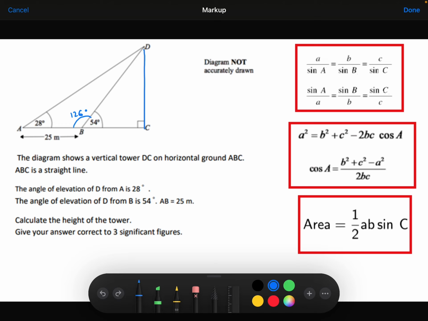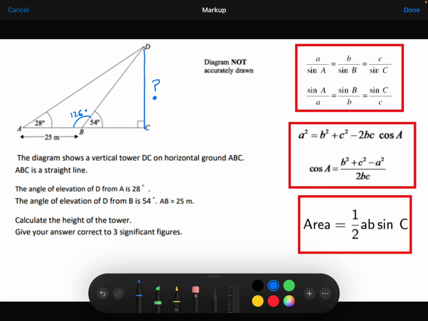We're told that the angle of elevation of D from A is 28 degrees, and we're told that the angle of elevation of D from B is 54 degrees. We are also told that the length AB is 25 meters. We need to calculate the height of the tower. So how high is this tower?